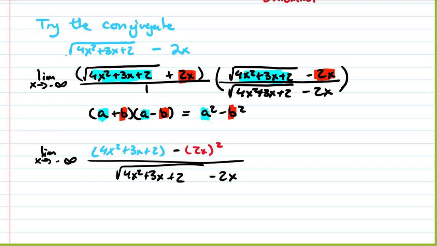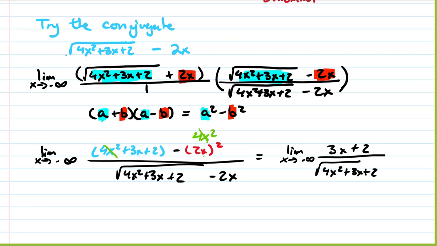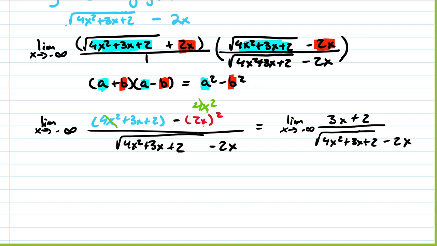So now some interesting stuff is going to happen. Things reduce out. So 2x squared gives me 4x squared. Then these two guys reduce out, and we're left with the limit as x goes to negative infinity, 3x plus 2 all over the square root of 4x squared plus 3x plus 2 minus 2x. So now we need to resolve this like we did the one earlier. So what are we going to factor out of the denominator? Well, if we have a square root of an x squared, what's its degree really going to be? Yeah, 1. So we're going to take an x squared out of our radical. So that's going to be the square root of x squared, and it's going to leave behind 4 plus 3 over x plus 2 over x squared.